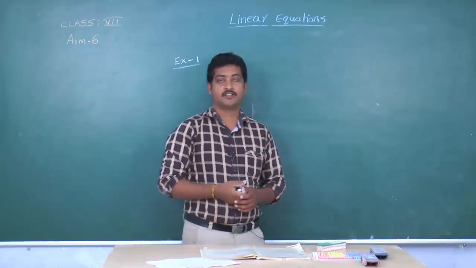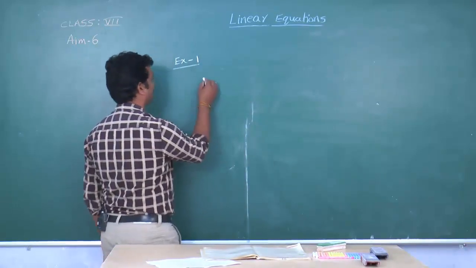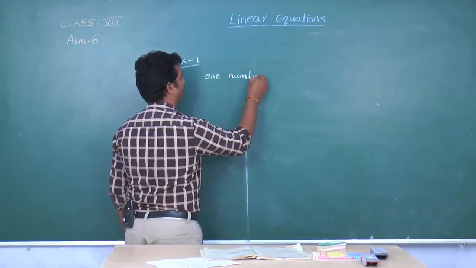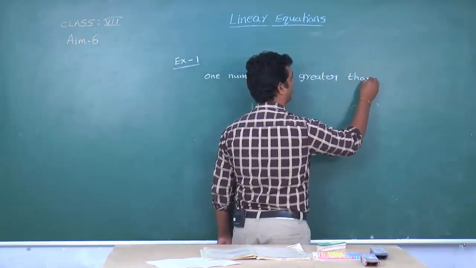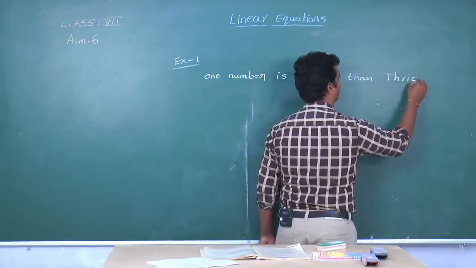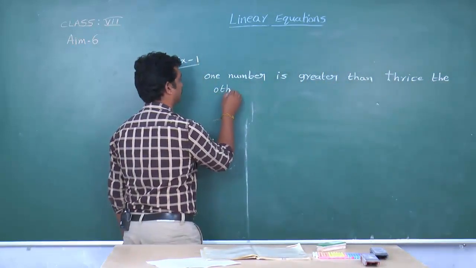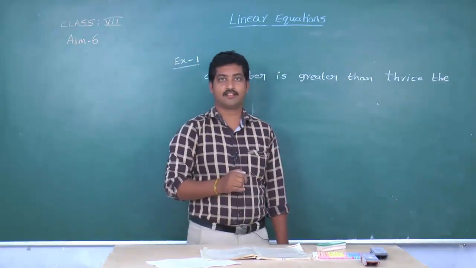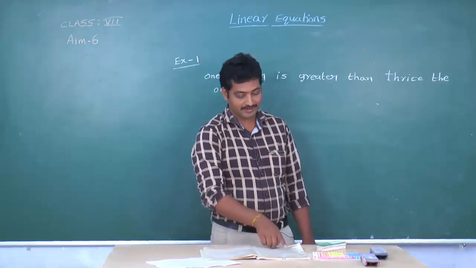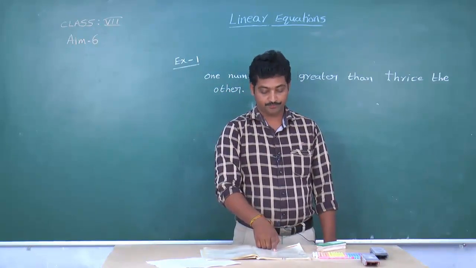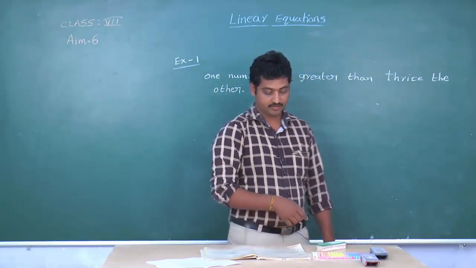Now see, one problem is given. One number is greater than thrice the other number by 2, and 4 times the smaller number exceeds the greater number by 5. Find the numbers.